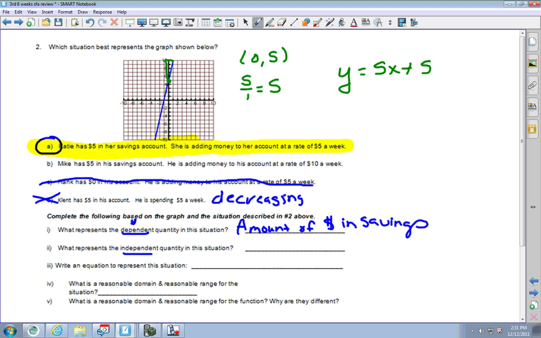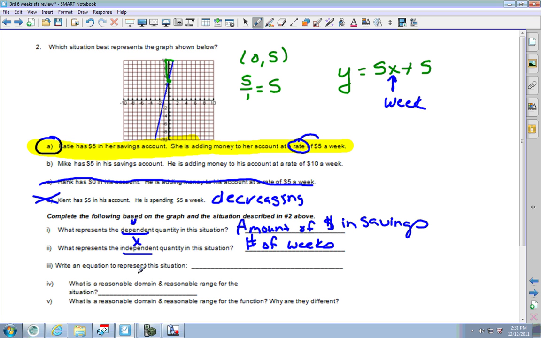The independent is the x. What is it that she's doing? She's adding money into her account, but how often? There's the rate. That's going to tell me that the rate is my slope right here. And what am I multiplying by here? It's $5, and this is each week. So the independent quantity is the number of weeks.